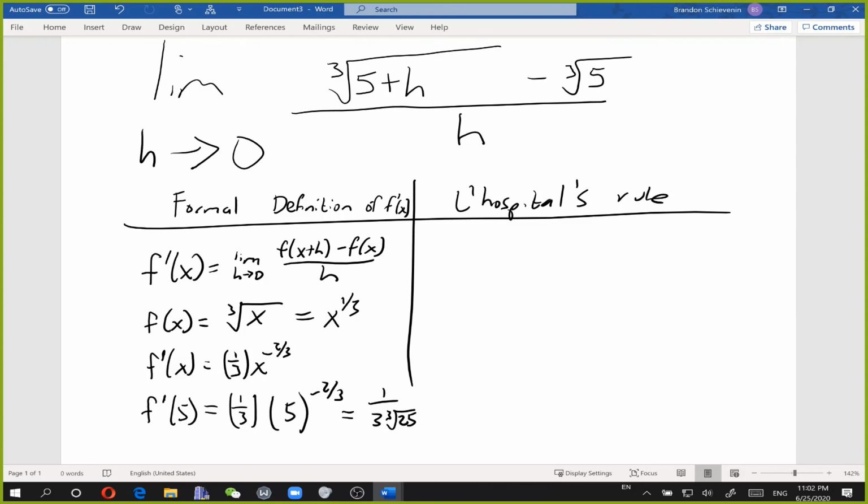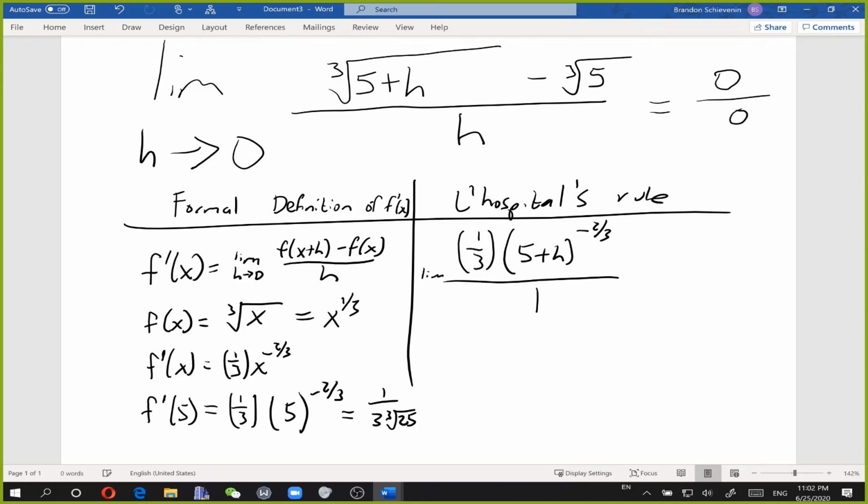With L'Hospital's rule, if I plug in 0 right now, I will get the cubed root of 5 minus the cubed root of 5 on top, which is 0 over 0. So that tells us we can use L'Hospital's rule. If I differentiate the top, we'll have 1/3 times 5 plus h to the negative 2/3 power. If I differentiate the bottom, I'll have 1. I'm going to take the limit as h approaches 0 of the whole thing.